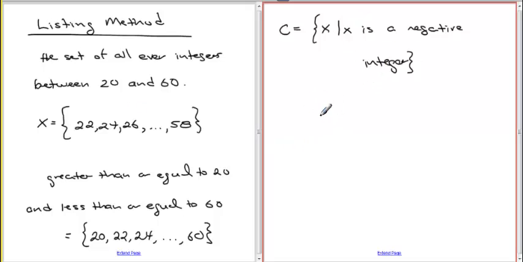The listing method again is this. I'd say C is equal to, and then I put the bracket. Because I'm dealing with negatives, it's better to have negatives go from right to left. So negative integers would be -1, -2, -3, so I'll put them in the exact opposite order here. I'm having it go that direction, and this shows that it goes on forever. So this is an infinite set using the listing method. This is a finite set using the listing method.